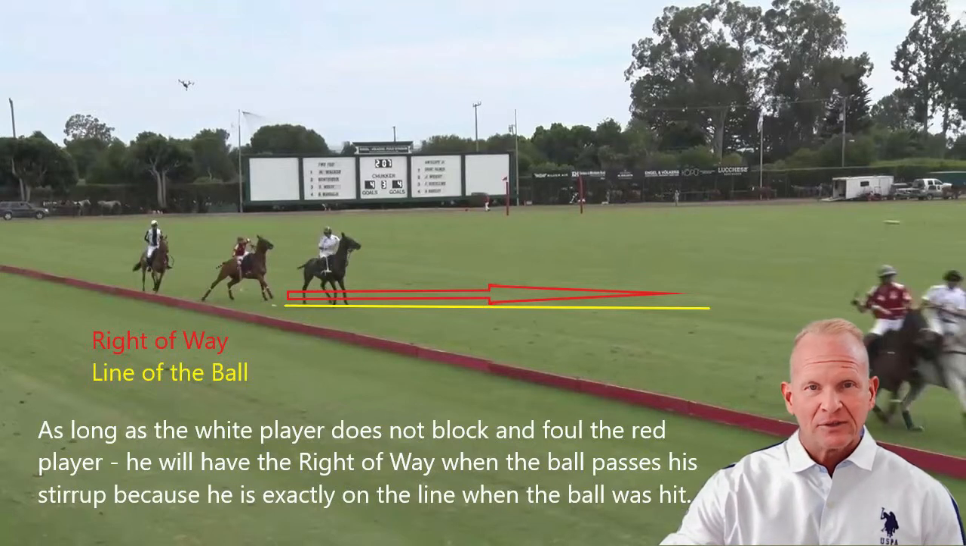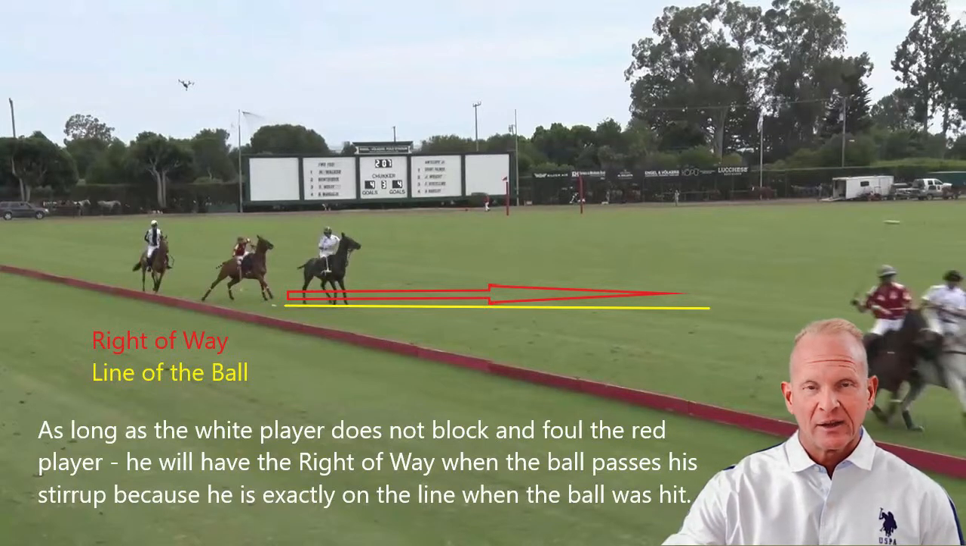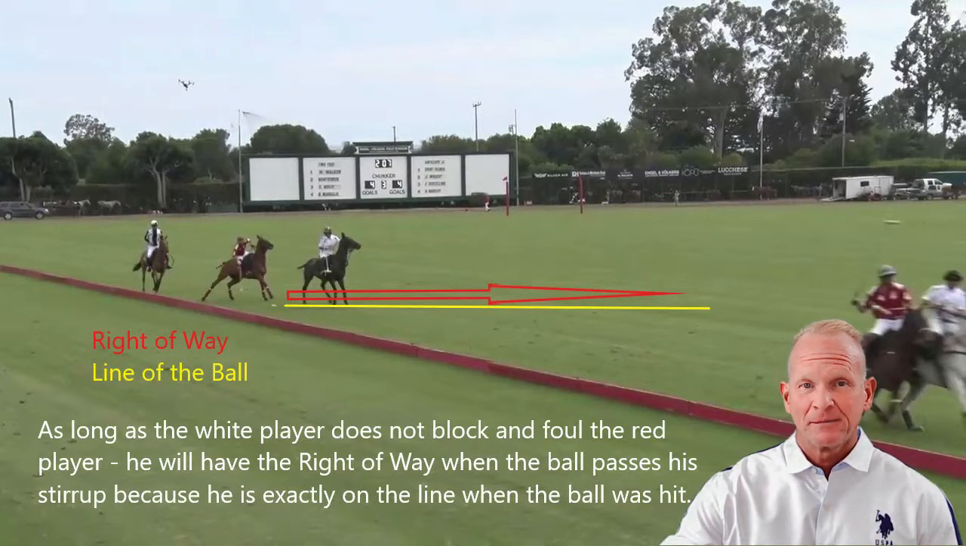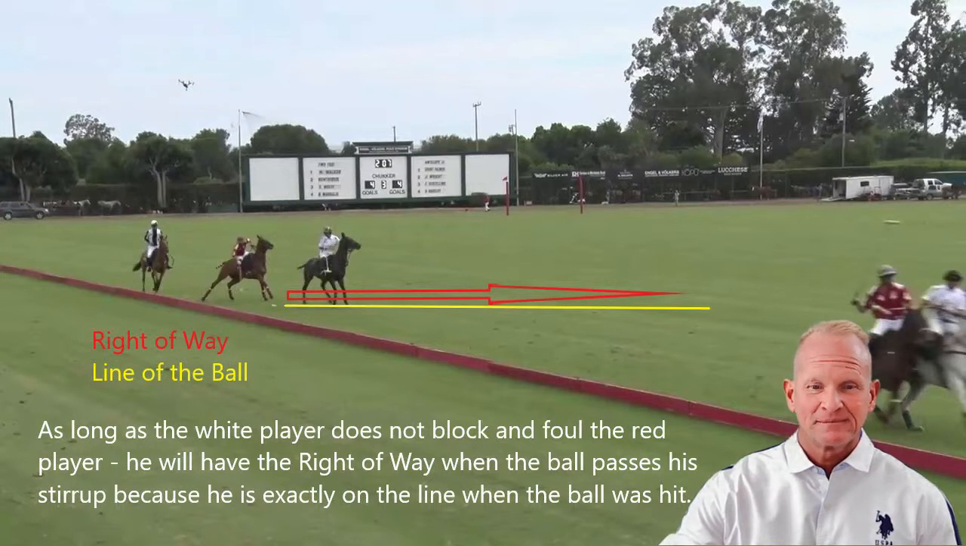And what happens all the time is players will say it passed my stirrup, when in actuality that player dropped in front of the player that had the right of way in the line of the ball. And I have countless examples on tape, and they will argue with me till they're blue in the face. You must be exactly on that line of the ball, exactly in front of that player, without blocking or fouling that player. Then it's yours. Then he has to switch to the near side. So I hope that clears that up.